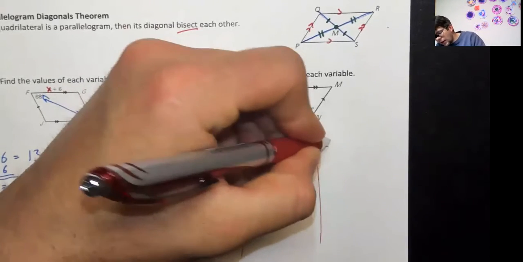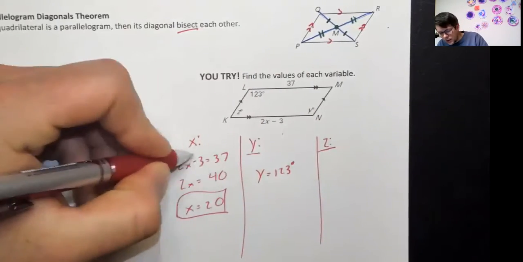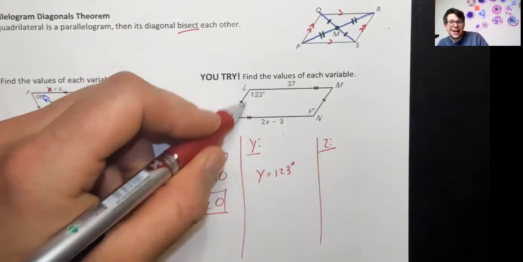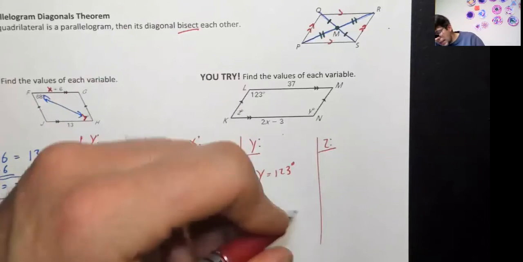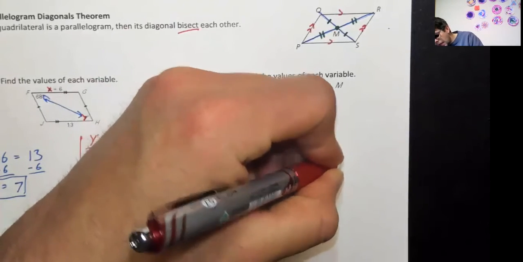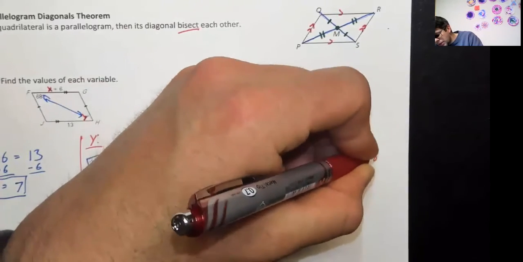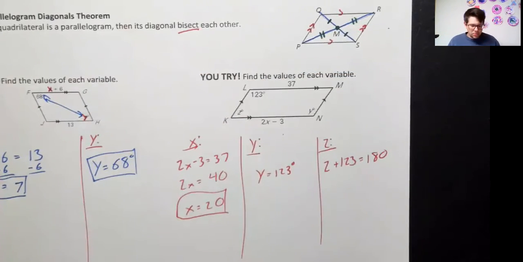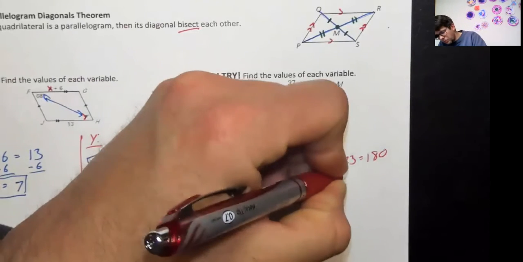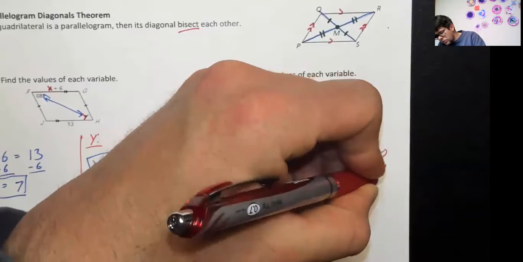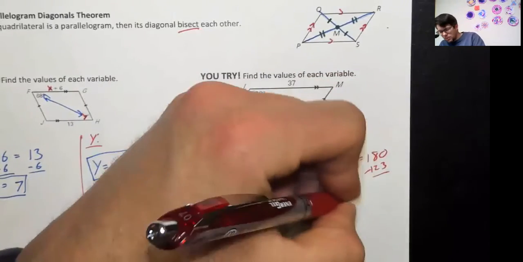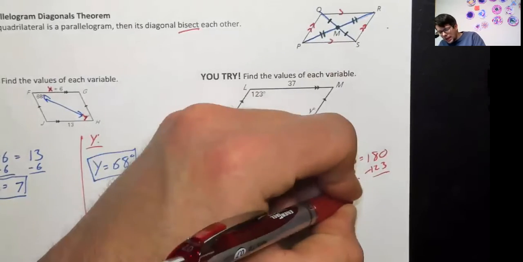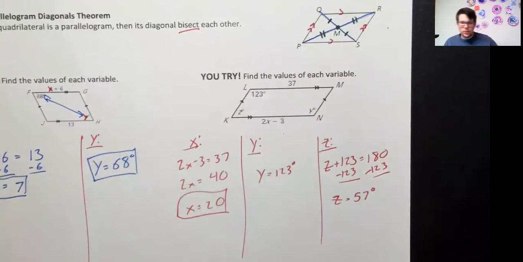For the z angle, however, z is going to be a little bit different. For z right here, you'll notice that it's not opposite the 123, but rather consecutive to it, or right next to it. And so that means that z and the 123 combined together should give us 180. So we should be able to solve that right there. You can do a little bit of subtracting that 123 from both sides. And when you do your subtraction from both sides, that will give you your z value. Our z value is going to be a small angle because it looks like it's acute. And I get the number 57, and so I feel good about that.